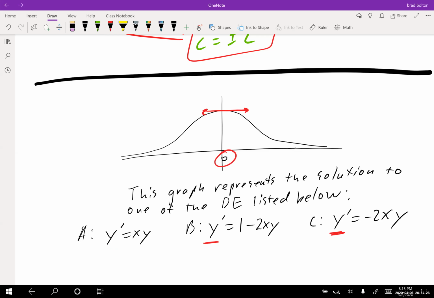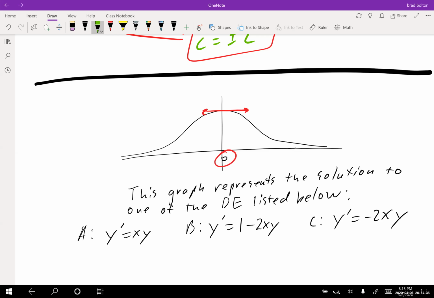Let's look at our differential equation A. So if we look at differential equation A, what's my x value? Okay, I don't know my y value, I don't know my height, but I know my x value is 0. So if I plug 0 in right here, what would y prime equal? y prime would equal 0. That's a win. That's a good thing, right?